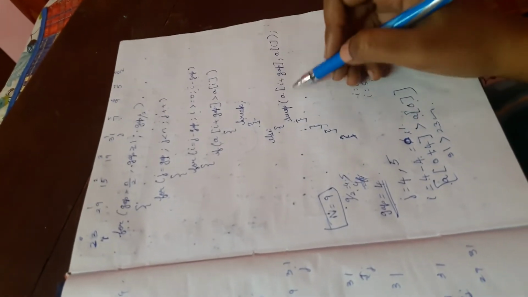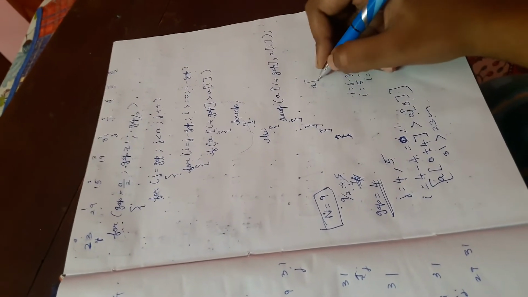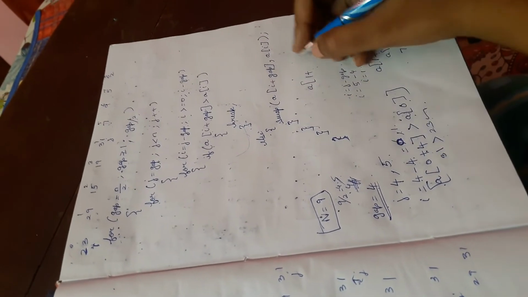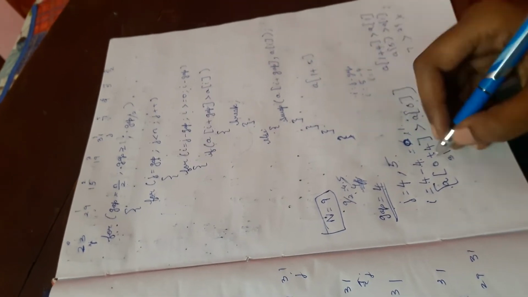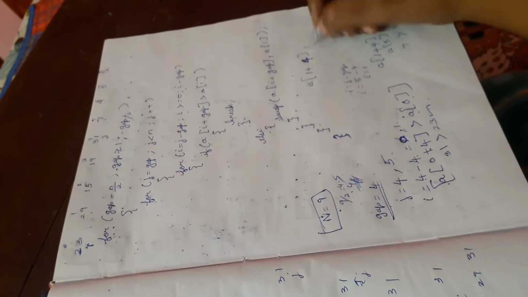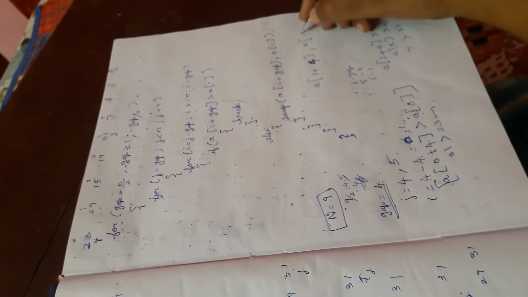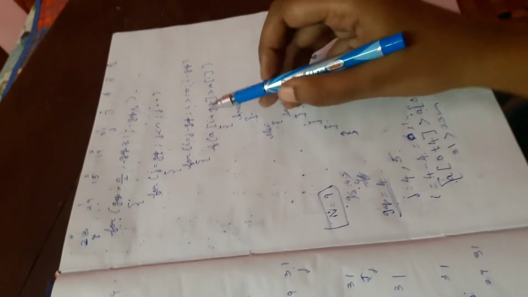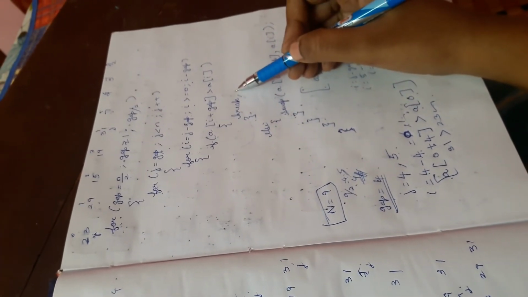Else swap a of i plus gap, comma a of i. So what will we write? A of i value is 1, plus gap value is 4, sorry, gap value is 4, comma a of i value is 1. So we are going to swap these two elements. If this condition fails alone, we need to go into this swap. Otherwise, we need to break here itself.